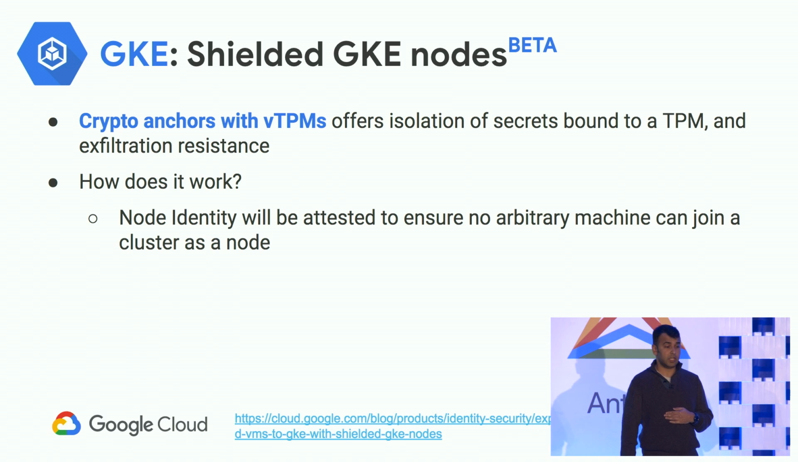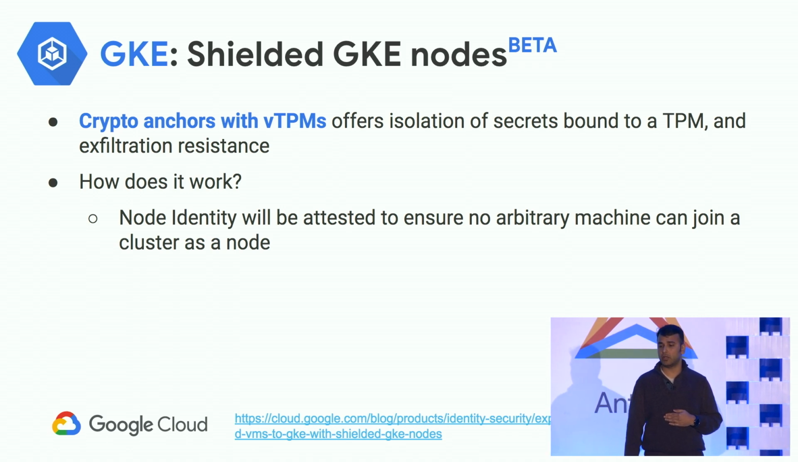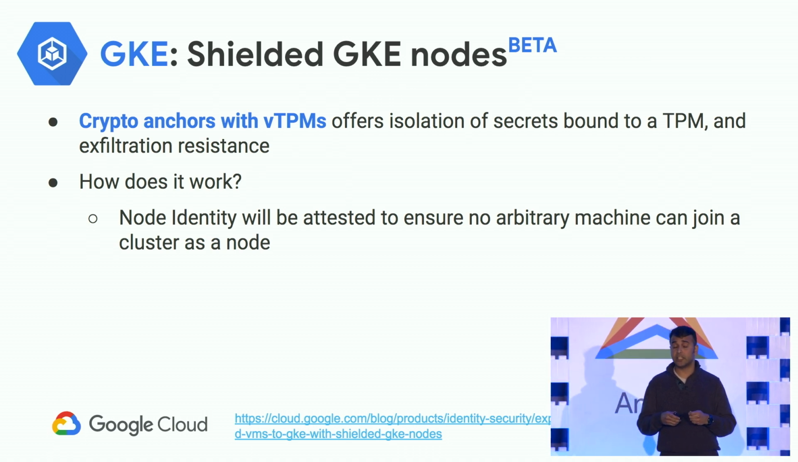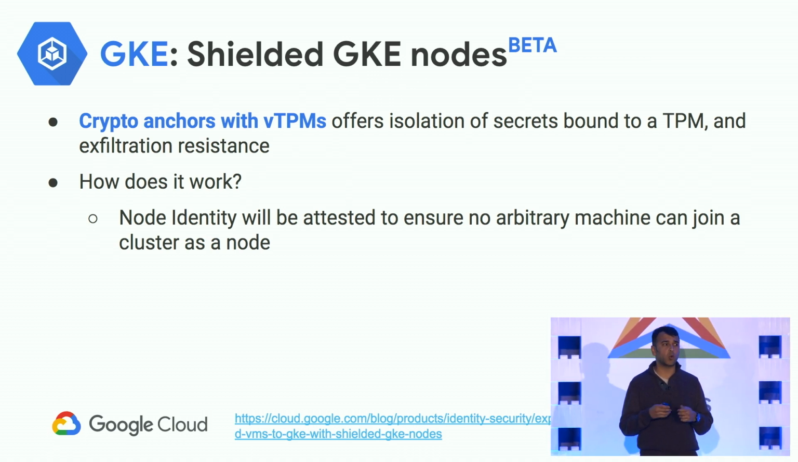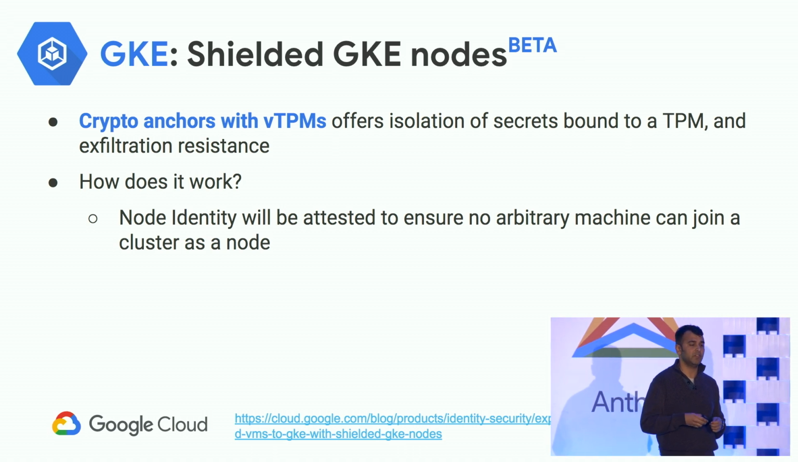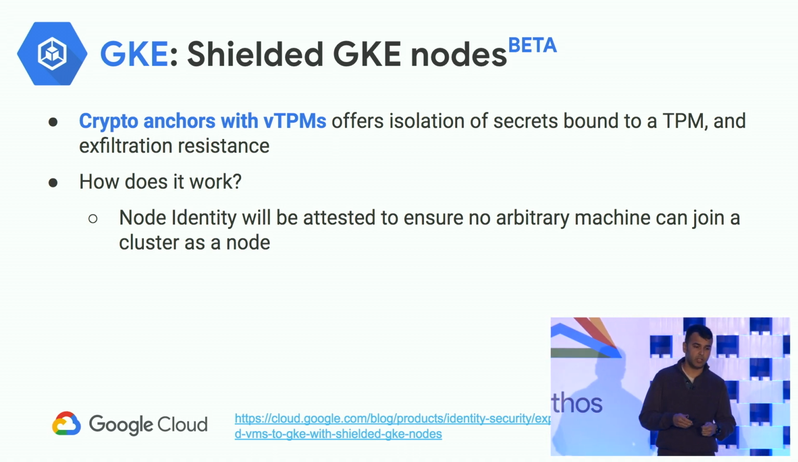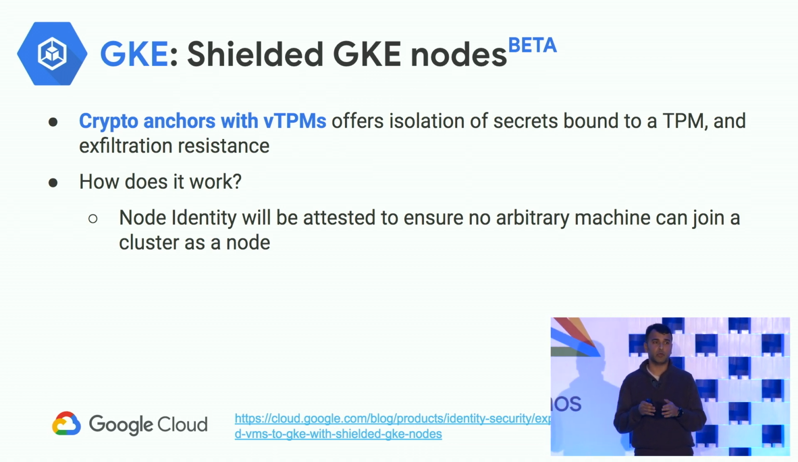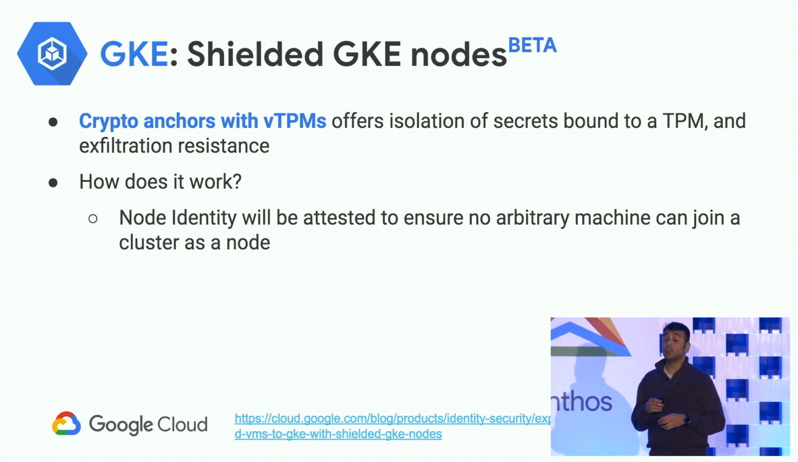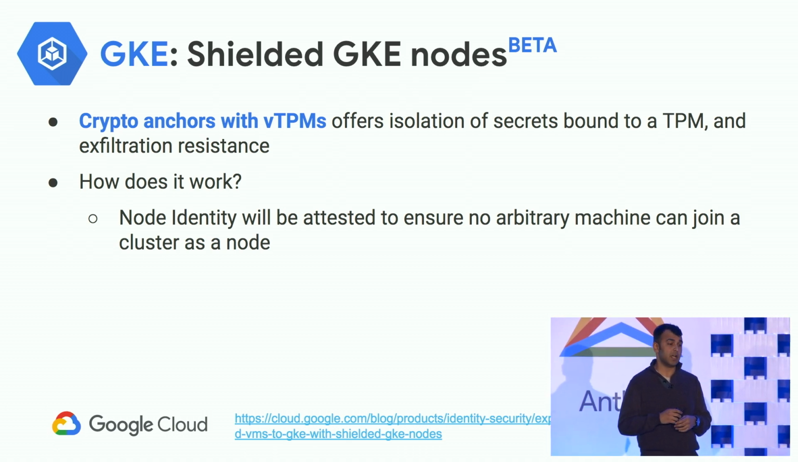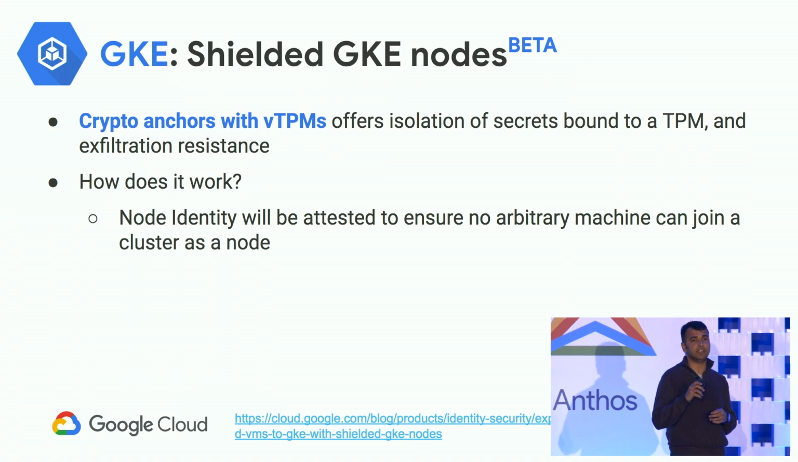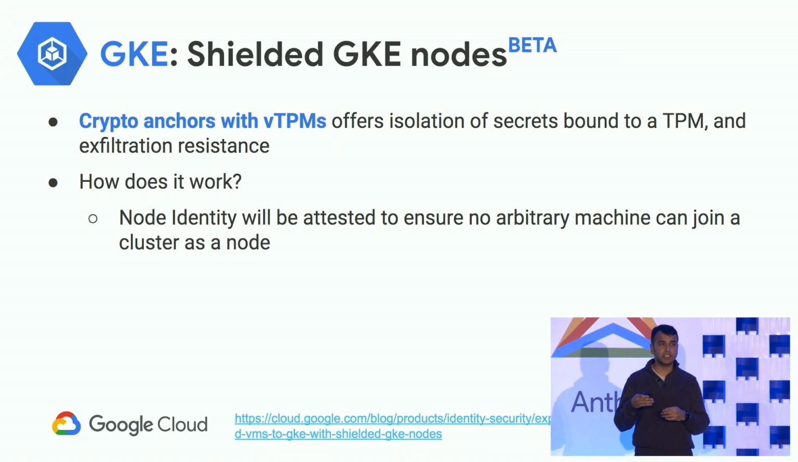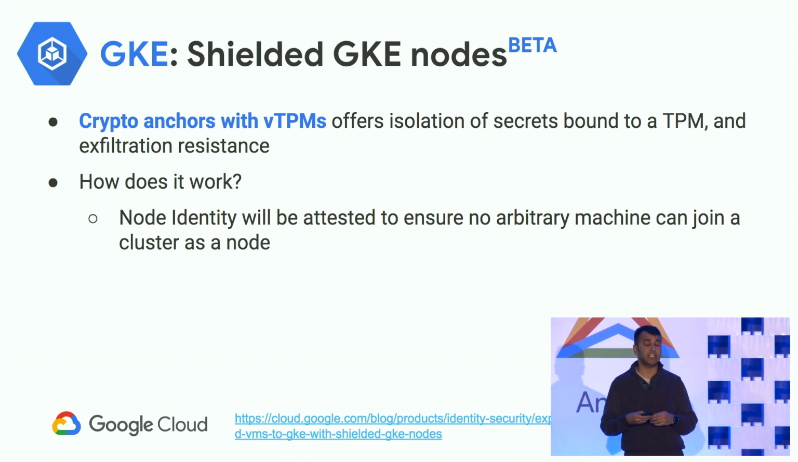Shielded GKE nodes. This protects the node bootstrapping process by anchoring with a vTPM. A TPM is a specialized chip that holds the encryption keys in your machine. A vTPM does the same thing for a virtual machine. When you use this feature, your secrets and your credentials are isolated and protected in this vTPM. Exfiltration becomes super difficult. A node identity is always verified to the cluster, so arbitrary nodes can't steal credentials and then enroll with them by themselves to the cluster.